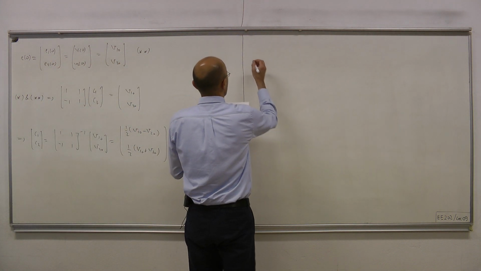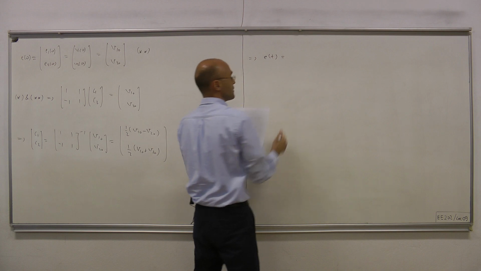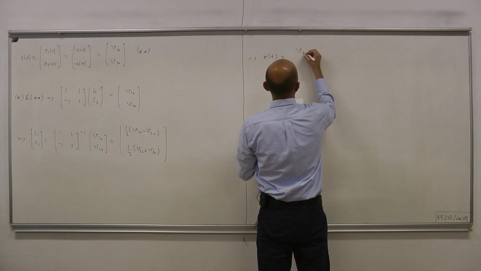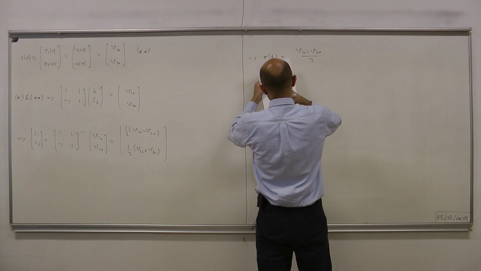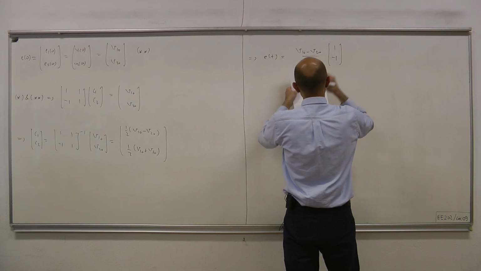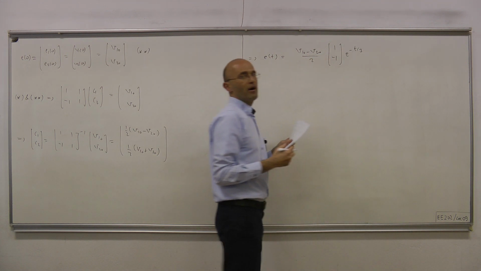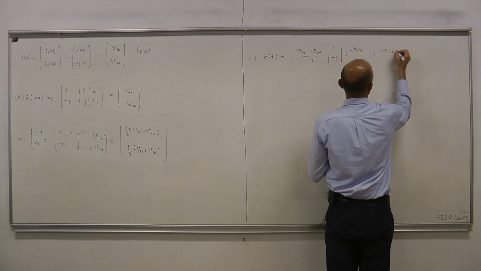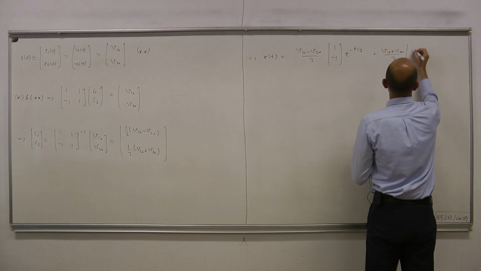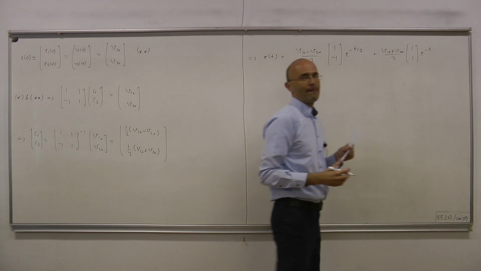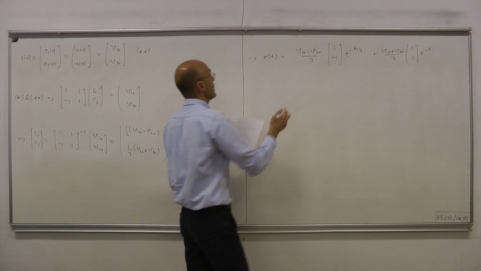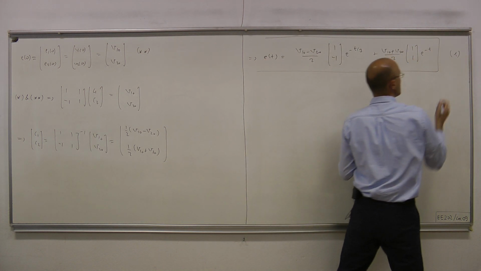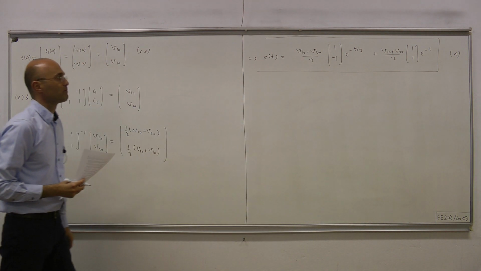Okay, so let's write down our final answer. E of t, the node voltage vector, equals C1 times, which now we know equals this, the vector 1 minus 1, and that's multiplied by e to the minus t over 3, plus C2 times, which is (v1(0) plus v2(0))/2, the vector 1 1, times e to the minus t. Okay. And this is the solution of our node equation.